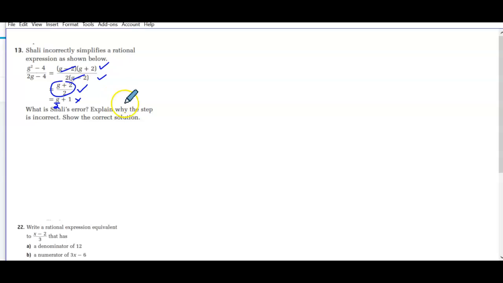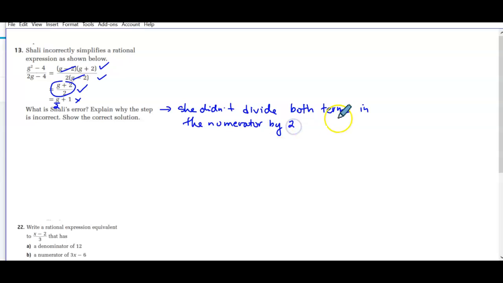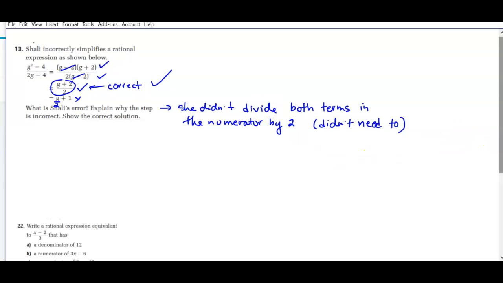Okay, so why she didn't divide both terms in the numerator by 2. But she didn't need to. Okay, you can leave it as that circled value. Okay, so the correct solution is this. All right, so that's question 13.